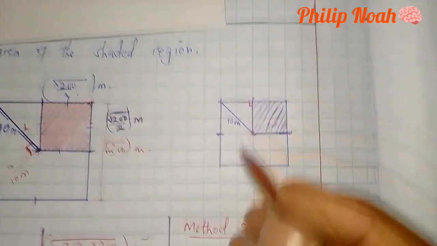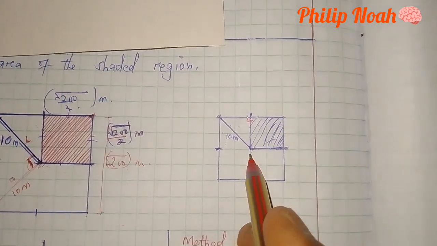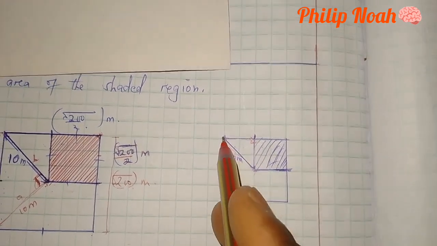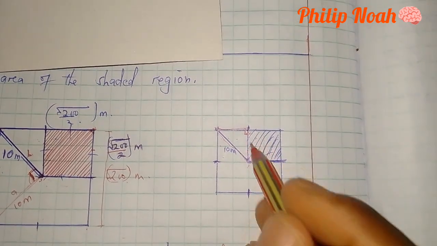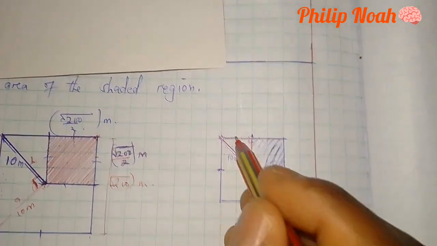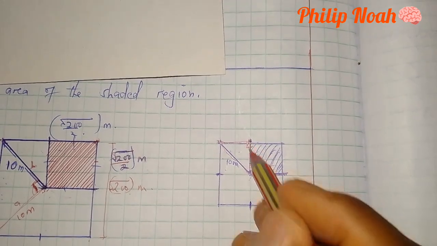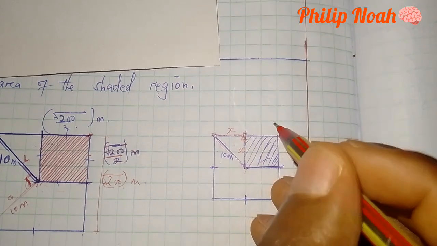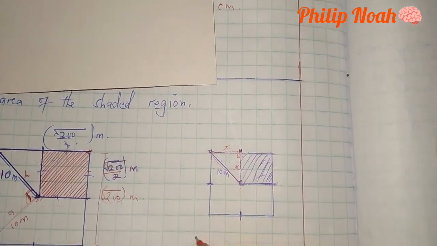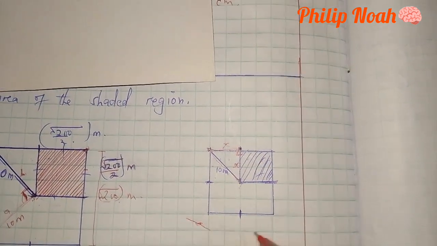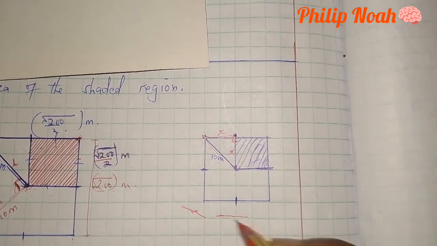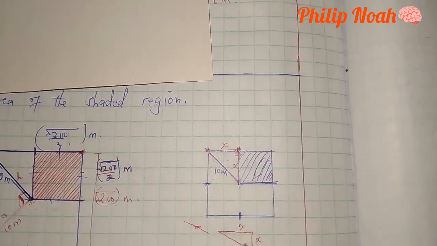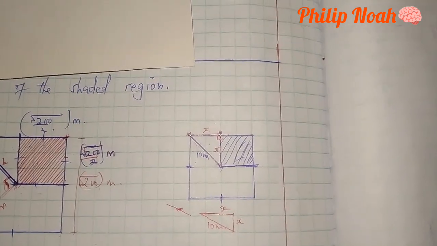Here is 90 degrees. So we can take this as the hypotenuse of this right angle triangle. And since this is a square, it means that the length from this point to this point is the same as from this point to this point. So you can label this length x. This is also x. It's just a right angle triangle like this, with x, x, and 10 meters. Hope you understand what I'm saying.